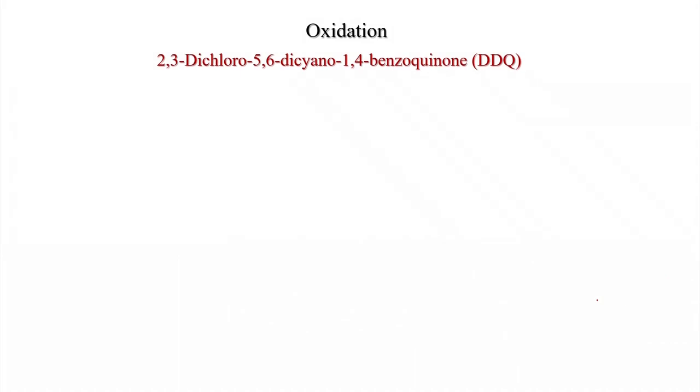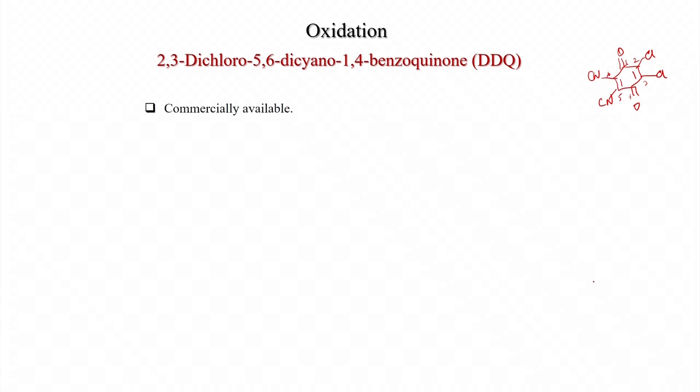Now we will discuss DDQ. Its full name is 2,3-dichloro-5,6-dicyano-1,4-benzoquinone. So on one side 2 chlorine groups are there, and on another side 2 nitrile or cyano groups are present. So it is called 2,3-dichloro-5,6-dicyano-1,4-para-benzoquinone. This is also commercially available.